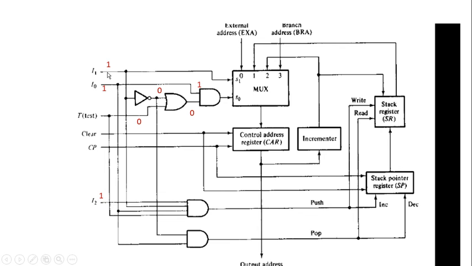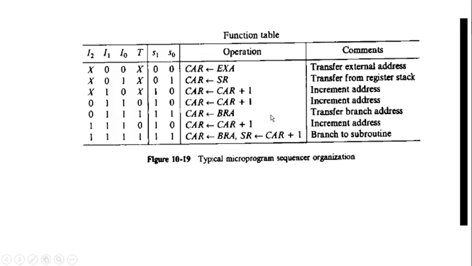So again here I1 equal to 1, I0 equal to 1, test equal to 0 and I2 equal to 1. Here again one input, that is the test input, is 0, so this AND operation generates output as 0, so it does not trigger the push operation, just increment and write back. So this is just an increment operation when I1 equal to 1, I0 equal to 1 with I2 equal to 1 and T equal to 0.